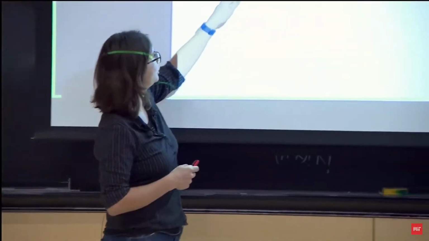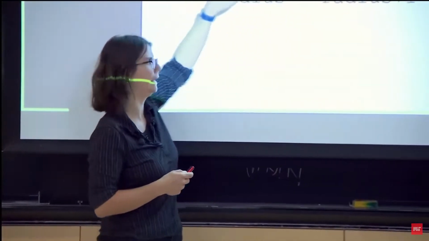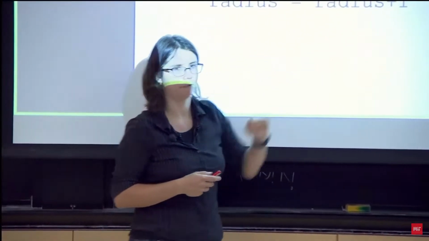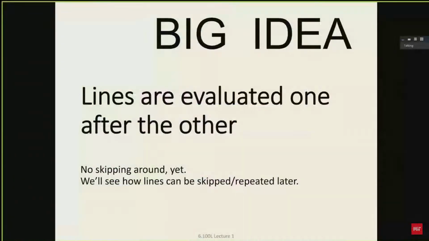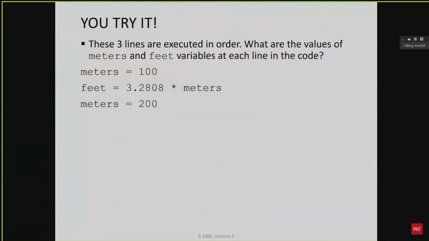If we wanted to change the area, we would have to copy this line and paste it after we've changed the radius. And then the area would change as well. Okay. Does that make sense? That's kind of an important part of this lecture. Okay, cool. So big idea here is our lines are evaluated one after the other. We're not skipping, we're not repeating things. That's something we're going to learn about later. But for now, line by line.